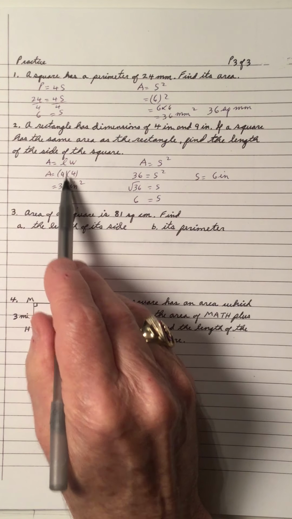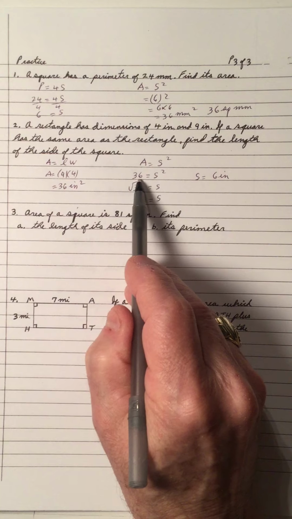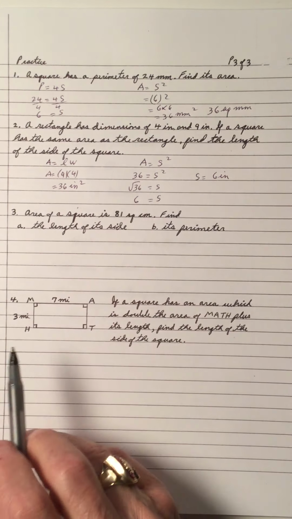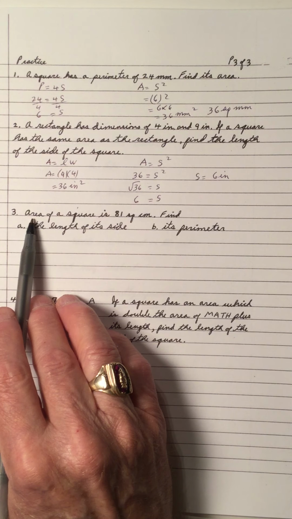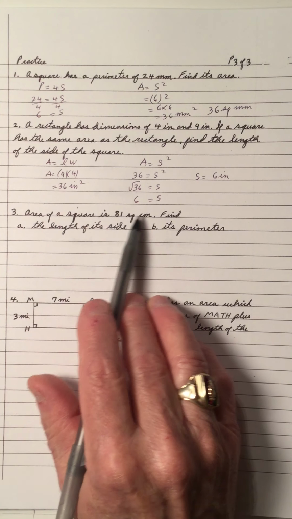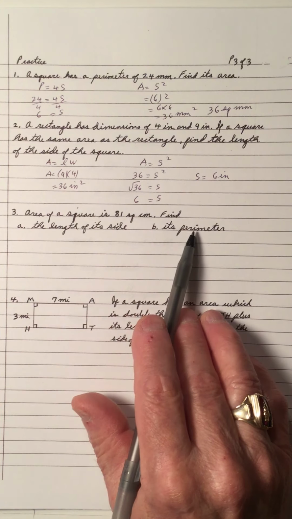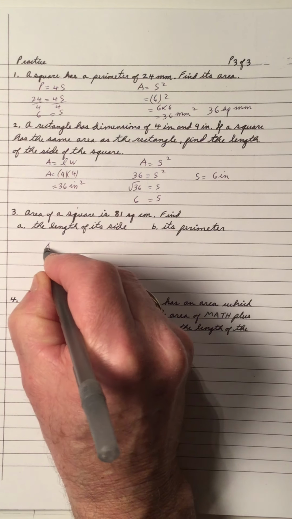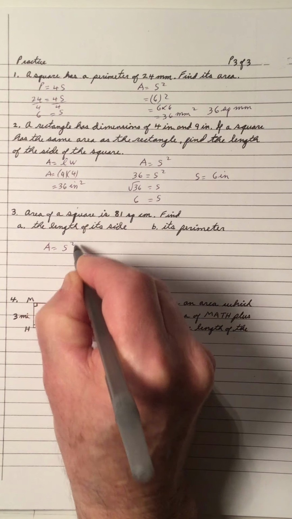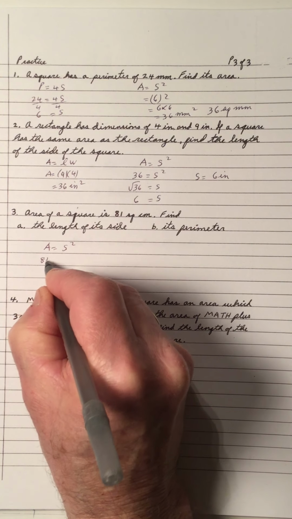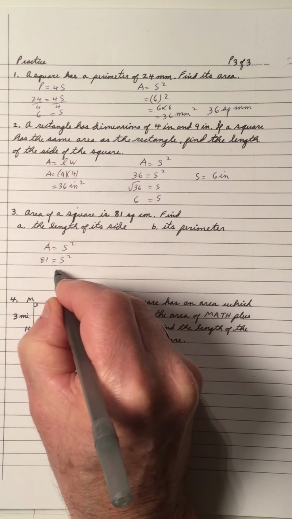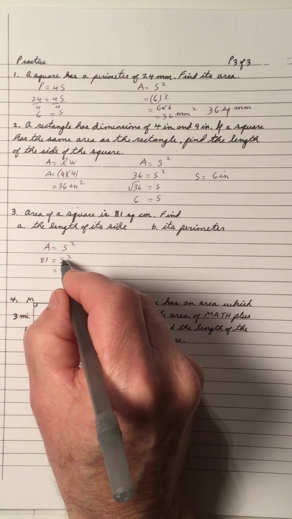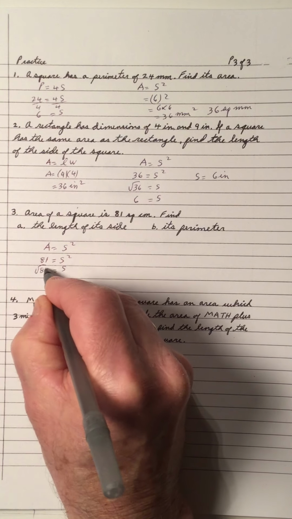Again, find the area of the rectangle and then plug in 36 here and do the square root, because 6 sixes makes 36. Number 3, the area of a square is 81. Find the length of its side and find its perimeter. If a square has an area of 81, the square formula is s squared. The area is 81, so fill 81 in place of area. And if 81 equals s squared, then s is the square root of 81.